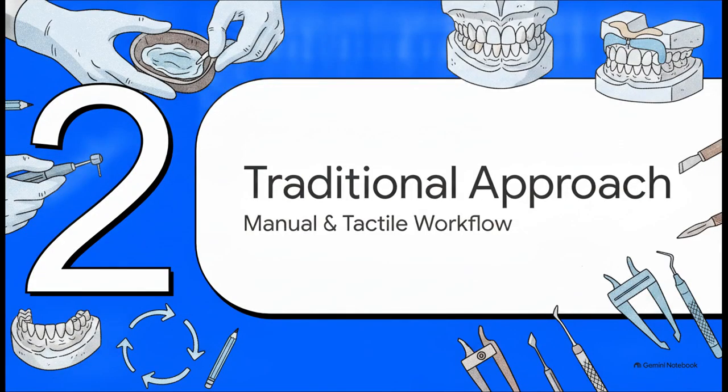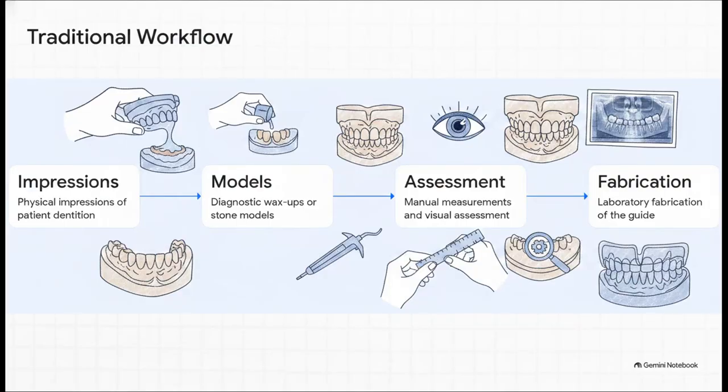Moving on to part 2, the traditional guide approach, the manual and tactile workflow. This workflow is pure hands-on craftsmanship. It relies entirely on your deep clinical experience and how you physically interpret anatomical landmarks. It's a step-by-step journey, and you know the drill. It starts with physical impressions. And yeah, we all know how much patients just love that gooey alginate and trying to suppress a gag reflex. From there, you pour the diagnostic stone models. Next comes your manual measurements and visual assessments, figuring out the ideal implant position based on those casts and 2D x-rays. Finally, that plan is physically sent off to a dental lab for fabrication. It is a highly tactile, physically grounded process from start to finish.